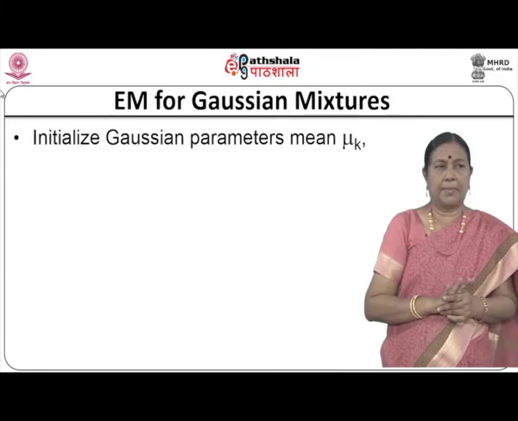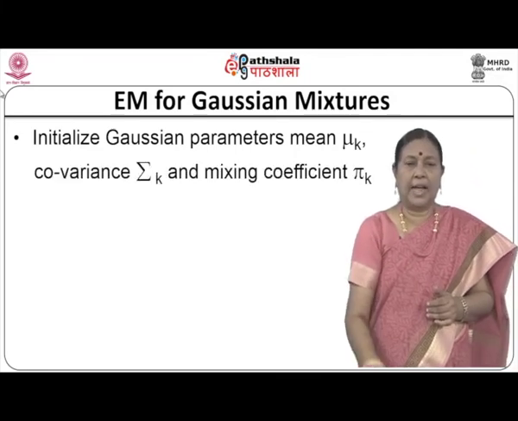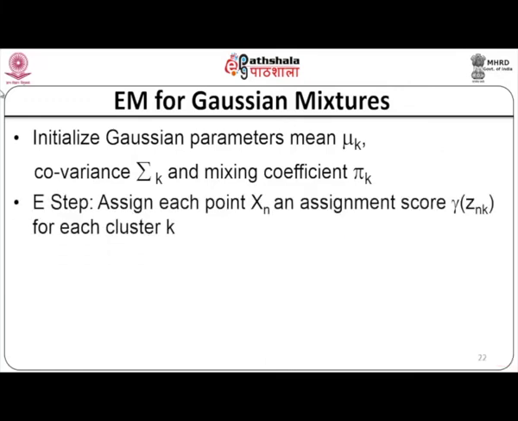Initialize the Gaussian parameters: the mean mu k, the covariance, and the mixing coefficient. You just initialize those values. The initial step is a guess, like how we guessed QA and QB in the coin toss. Here we are just assuming these are the Gaussians; you can't just pick them randomly, it is better to make an educated guess. So, in each step, given the data value, you assign it to each of the clusters with a score.